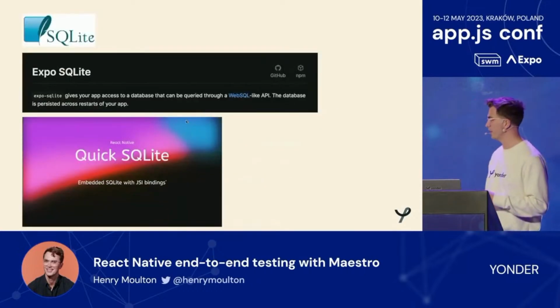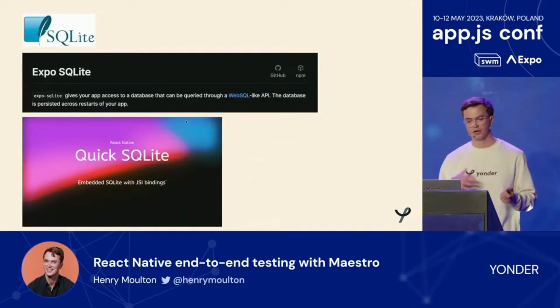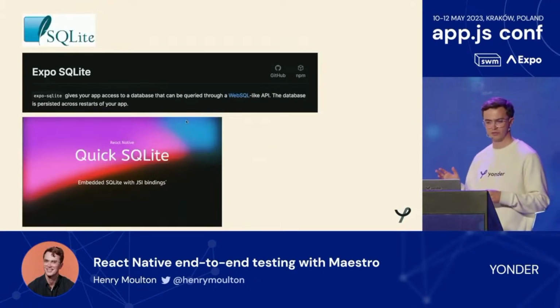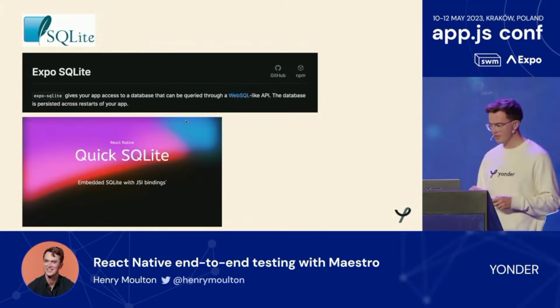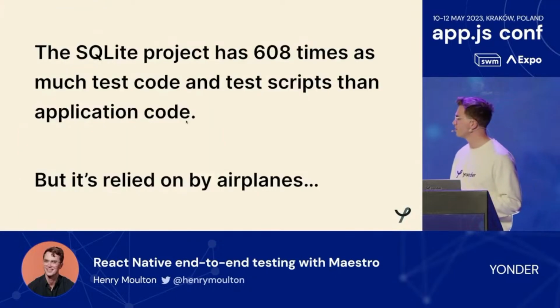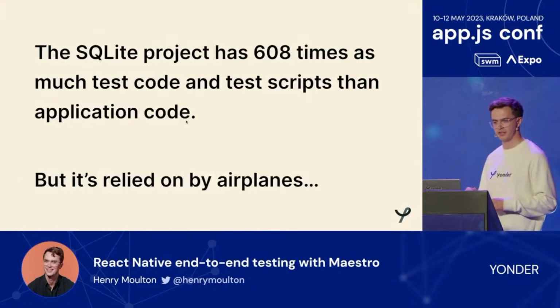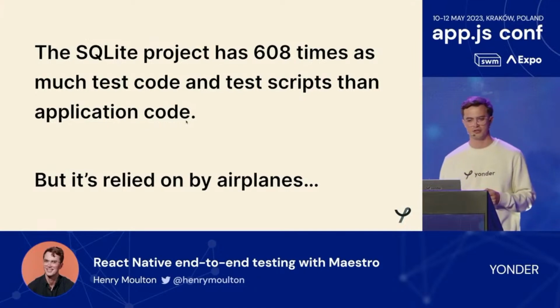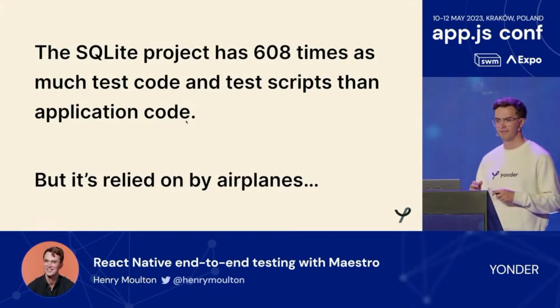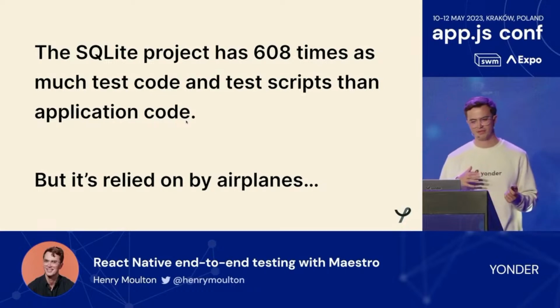Maybe you've heard of SQLite, and maybe you've used it from Expo, and there's also a JSI version with React Native Quick SQLite. An interesting fact about SQLite: it has 608 times as much test code and test scripts as application code. 608 times. But it has to be relied on in airplanes.